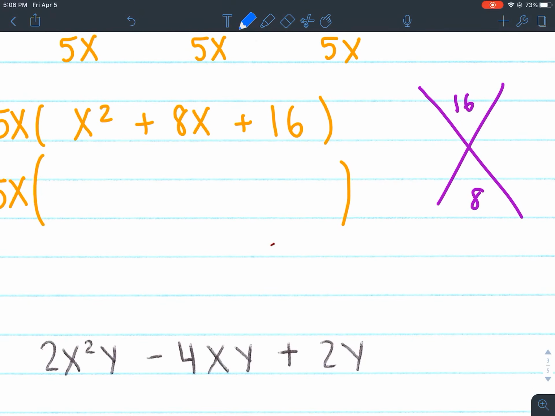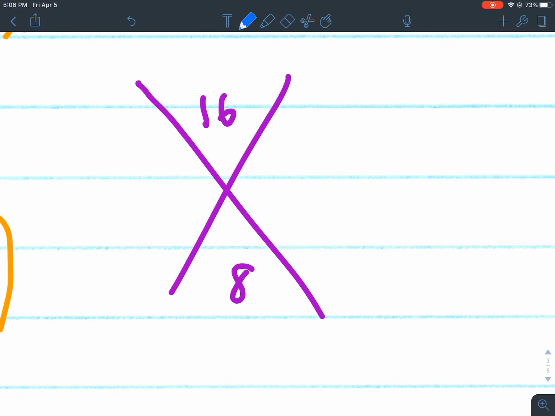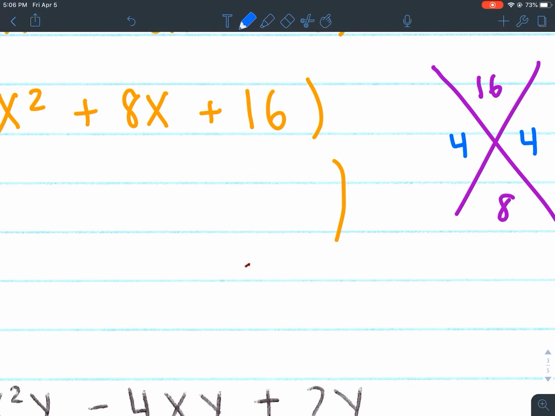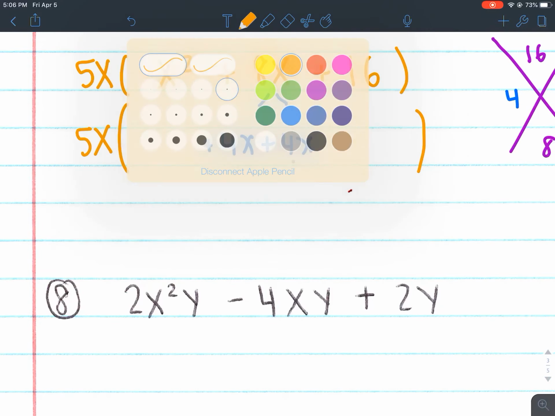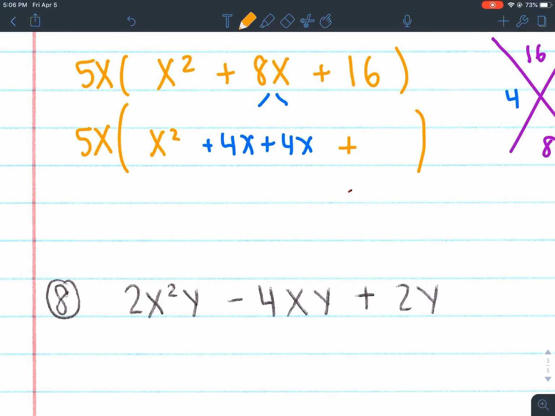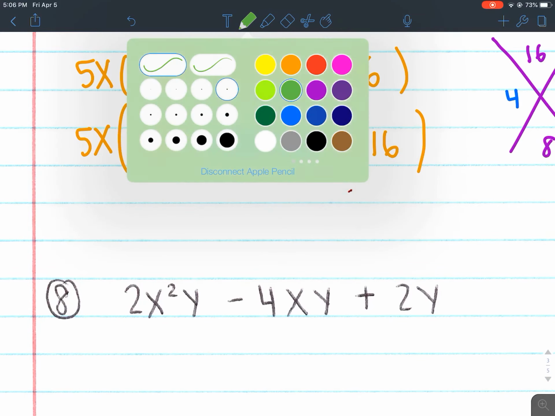Okay. And then, what 2 numbers multiply to make 16 but add to 8? Well, I know that 4 times 4, positive 4 times 4 gives me 16, and those add to 8. So I will use that to split up my 8x here. So 4x plus 4x there. And then I have x squared plus 16.